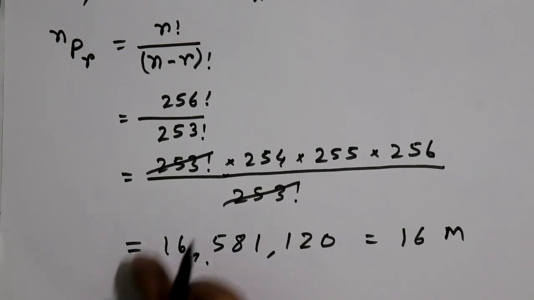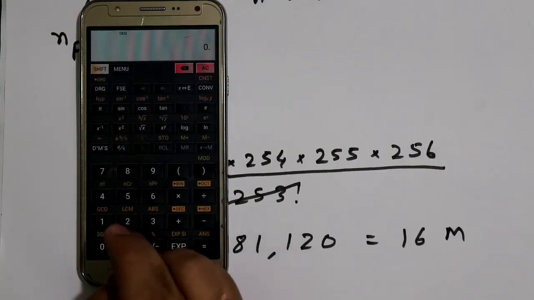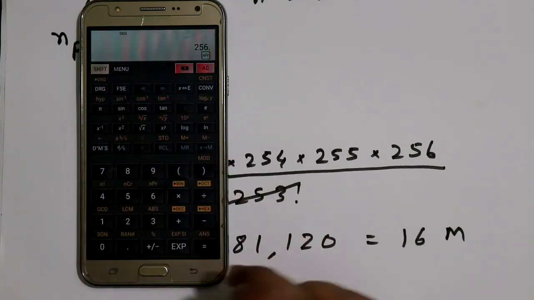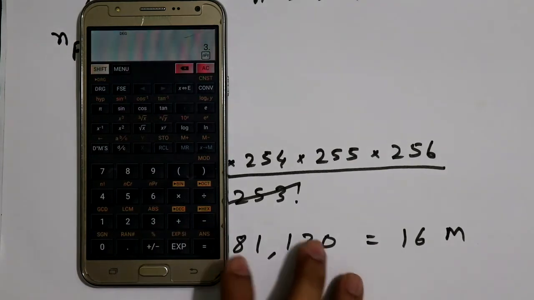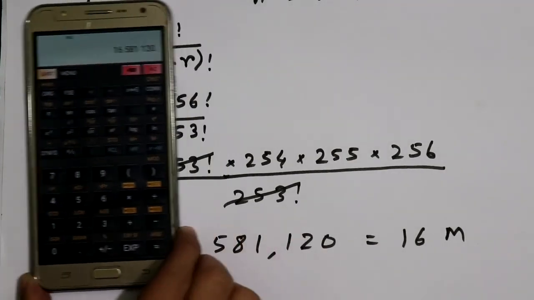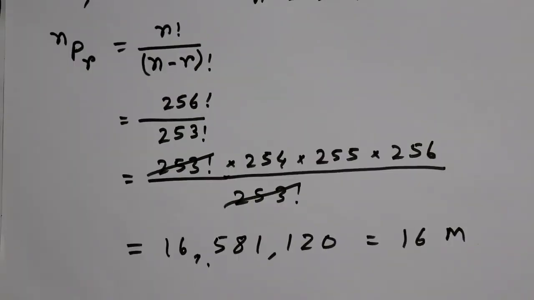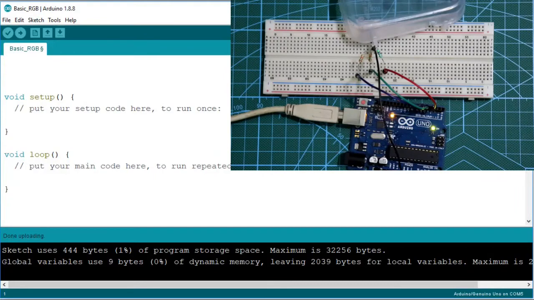Now if you do not want to do this calculation, here we have 256, then do permutation with r equal to 3, and see, we are getting the same thing. Now let's come to the programming. Now see this. As I discussed in the previous video, we have to declare all the pin numbers as global variables. So I am writing here int and then red pin, and it is connected to pin number 3.